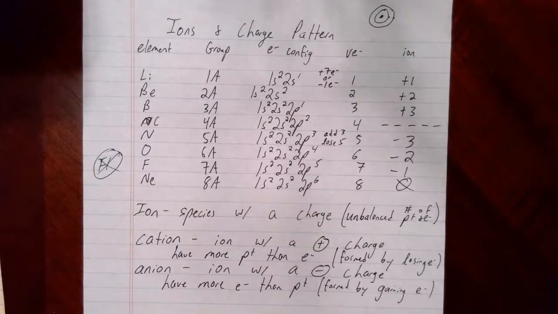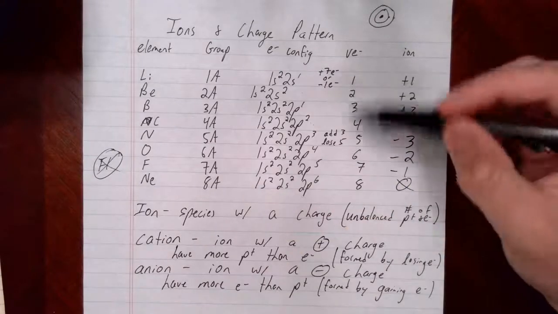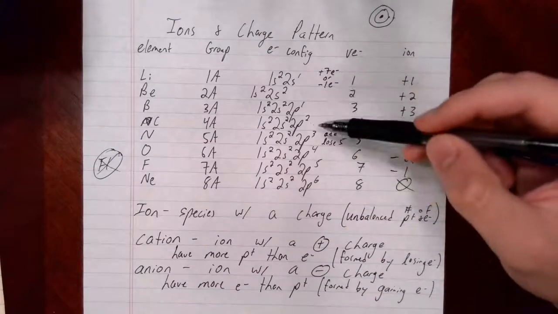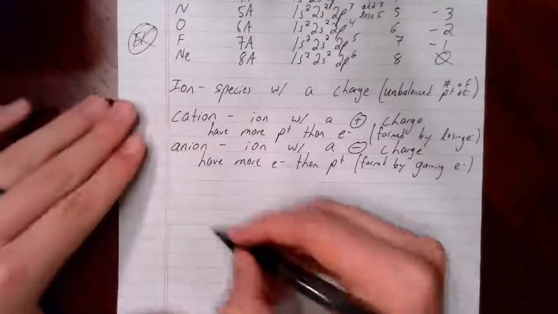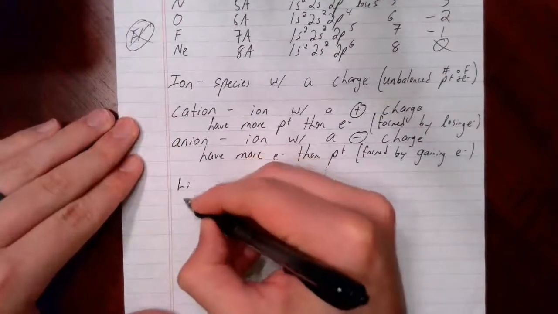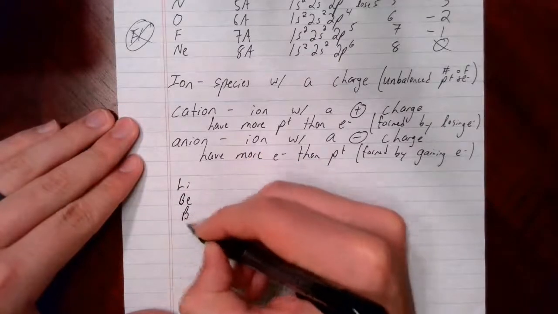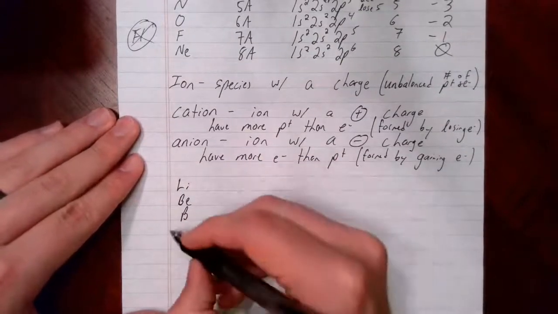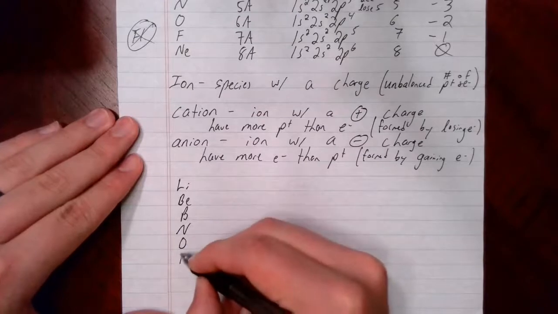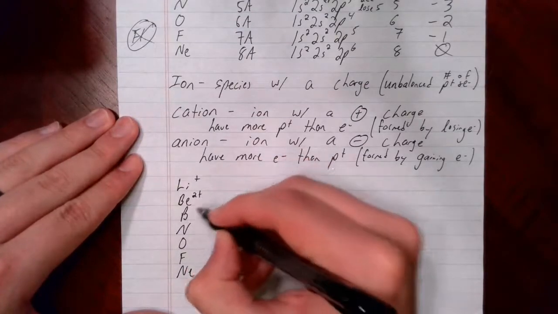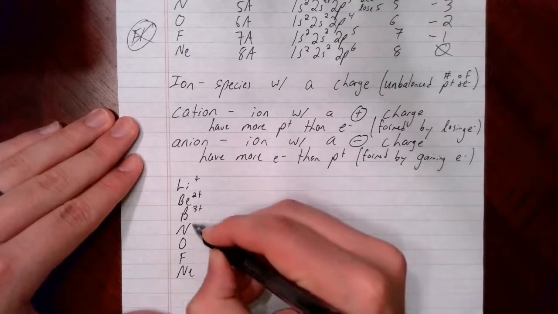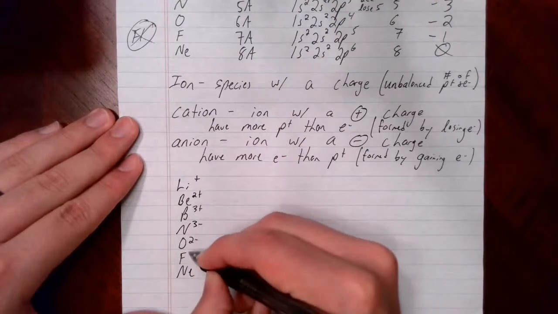So now, if I were to rewrite all of these species after they formed an ion, I'll go ahead and list these out down here. Lithium, beryllium, boron. I'm going to skip carbon because we didn't deal with carbon. Nitrogen, oxygen, fluorine, neon. So I could write plus, I could write 2 plus, 3 plus, 3 minus, 2 minus, 1 minus.